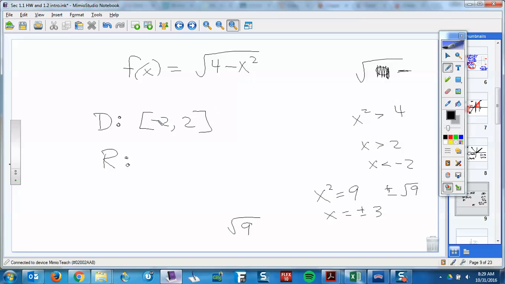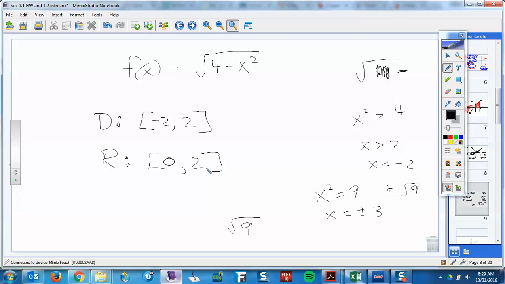Because if you only put in things between -2 and 2, so if you put a 2 in here, 4 minus 4 is 0, so you could get 0. So the littlest thing you can get is 0. But the biggest thing you can get, I think, is 2. If x is 0, you get square root of 4, which is 2. But I don't think you can ever get anything bigger than that.